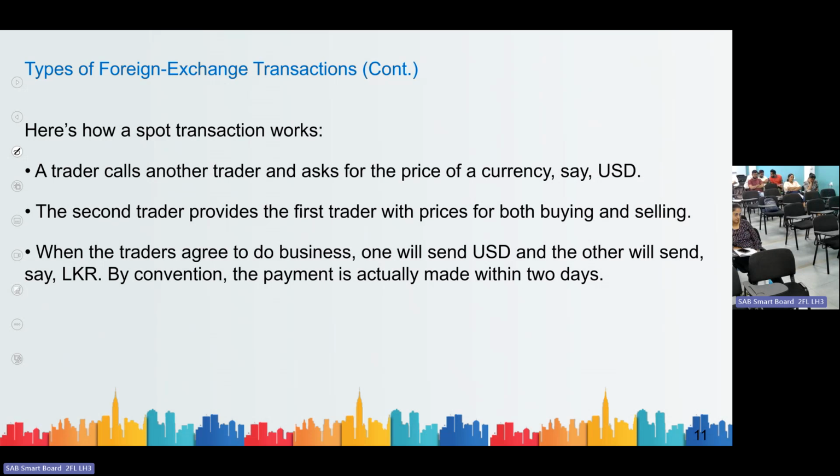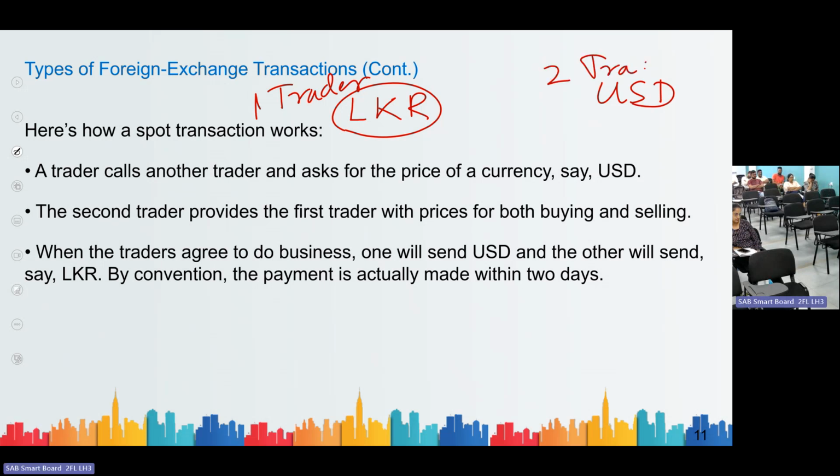So here is how it happens. A foreign currency trader calls another trader and asks for the price of a currency, let's say USD. Let's say an LKR trader wants USD. One trader who has LKR needs USD from a second trader who has USD. The first trader wants USD, and in turn, the first trader will give LKR to the second trader. That is what happens here.